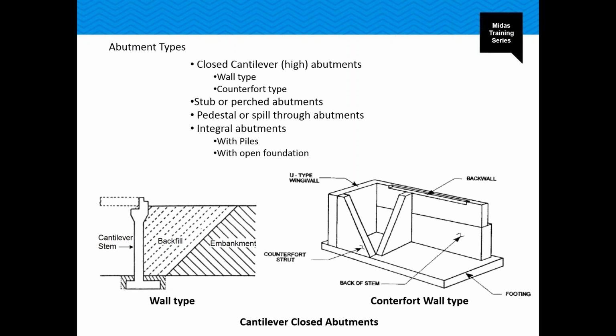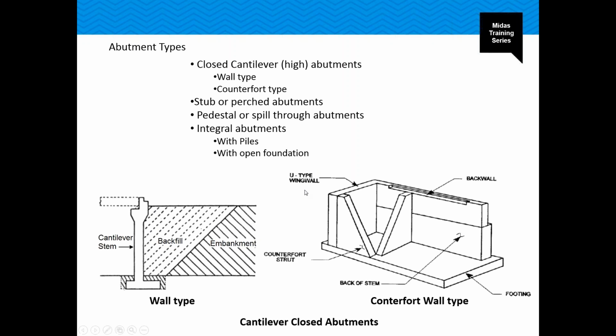This again will be providing resistance. The dead weight of the stem will be providing the resistance against the overturning of the cantilever closed abutment. Full height abutments are constructed at a lower roadway level, so they'll be supporting the whole backfill. They are costly and they are generally used in congested urban areas where the structure depth is a critical issue.